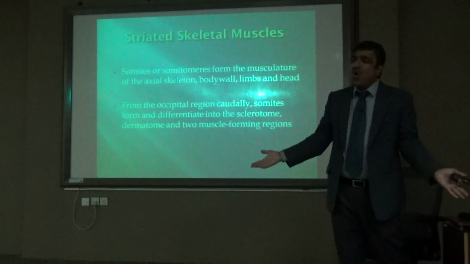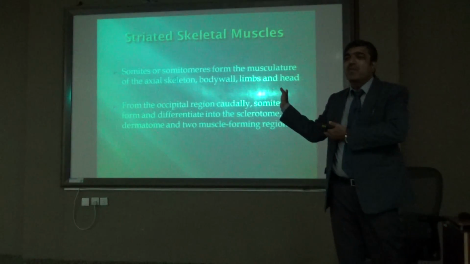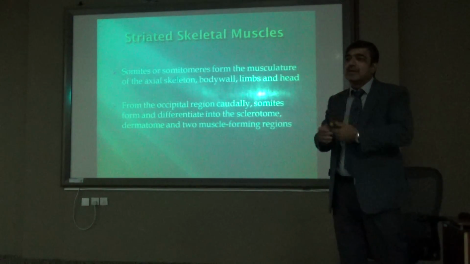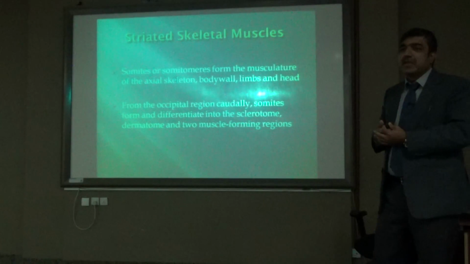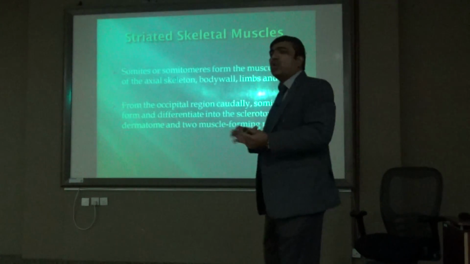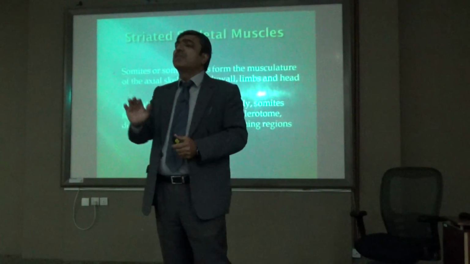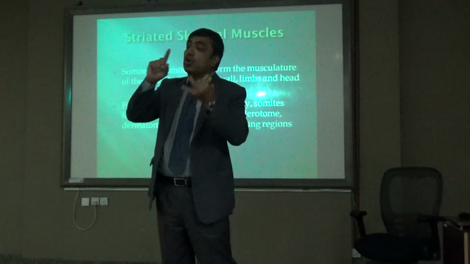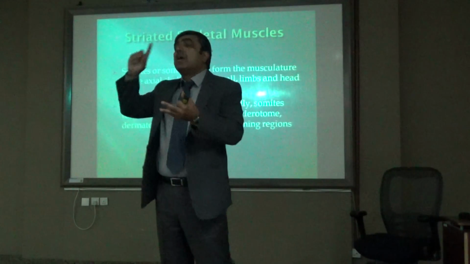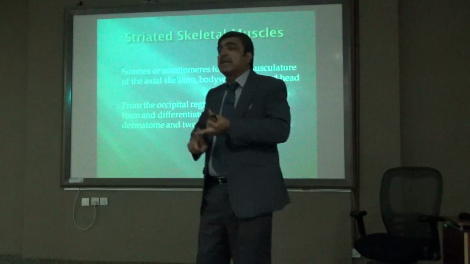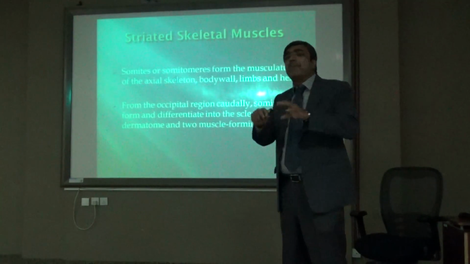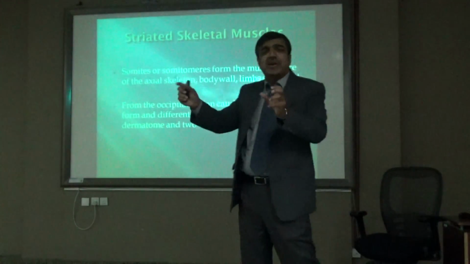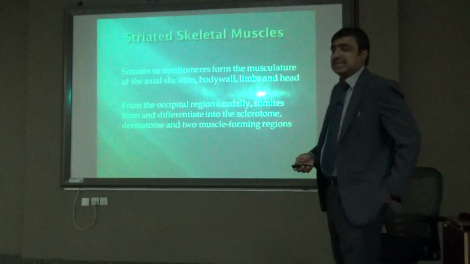So almost all the muscles are formed from somites. Which figure, somites or somatomeres? Somites are bigger. Somatomeres only contribute in the formation of the muscles. But somites contribute in the formation of the vertebral column, also the muscle, also the skin. Somatomeres contribute mainly in the muscle, but some of the somatomeres contribute in the formation of the skin as well.